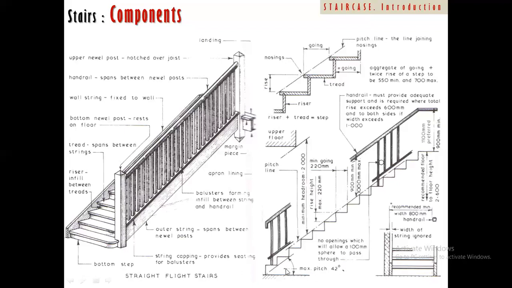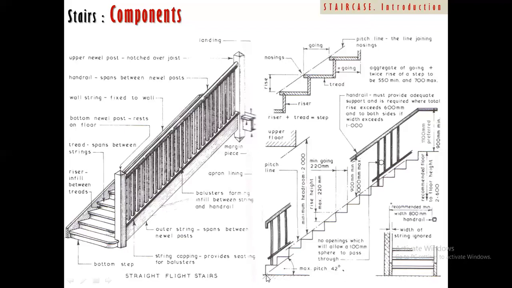Beyond this, it is very uncomfortable for a human being to walk, to ascend or to descend. So the maximum angle is 42 degrees, which you can make with the horizontal line. If I consider this as a horizontal line and this as an angular line which joins all the nosings together, this is called the maximum pitch, and that is 42 degrees.